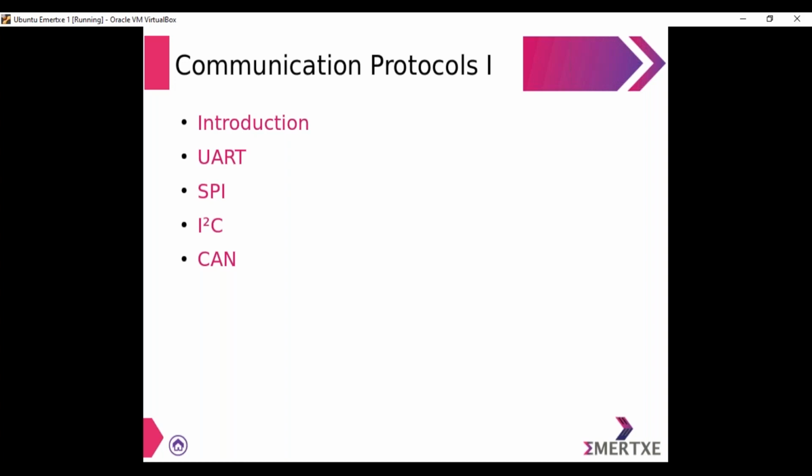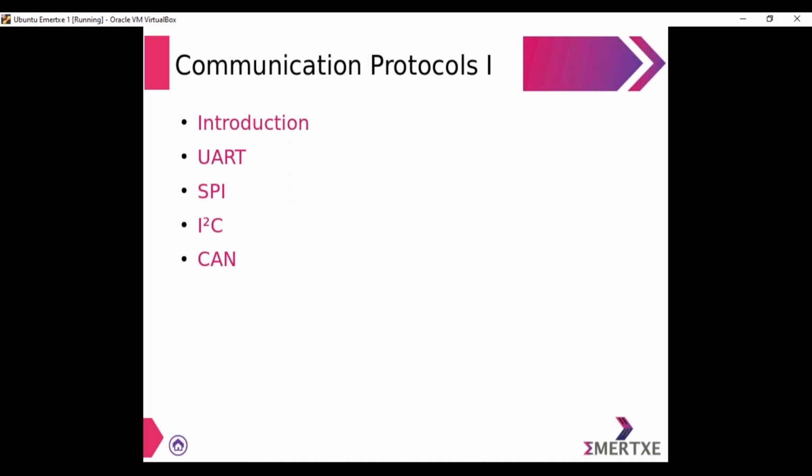Then after the introduction, we will start with the four important protocols to be discussing about. So first one is UART, second one is SPI, third one is I2C, and fourth one is CAN protocol. So we are going to learn these four protocols in detail one after the other, starting from today's session.